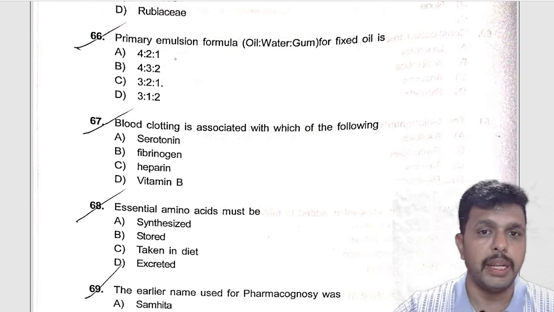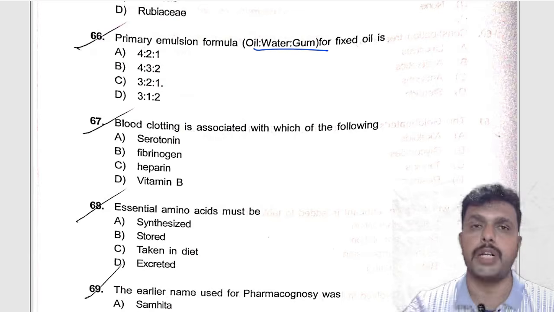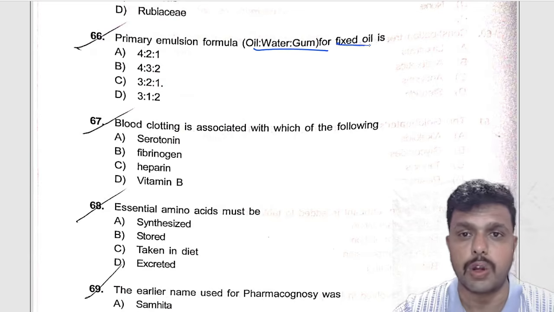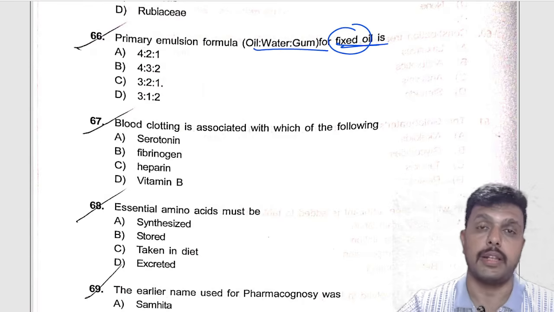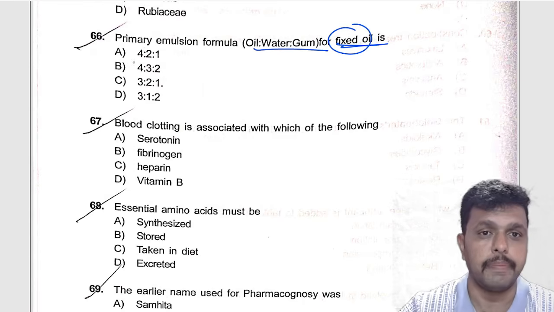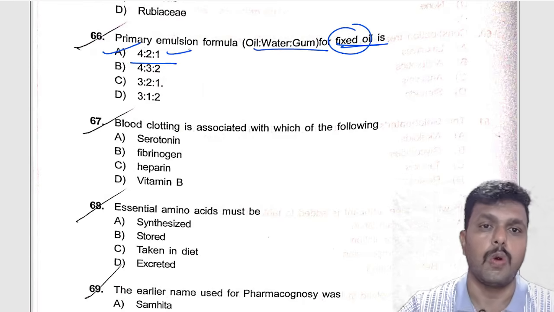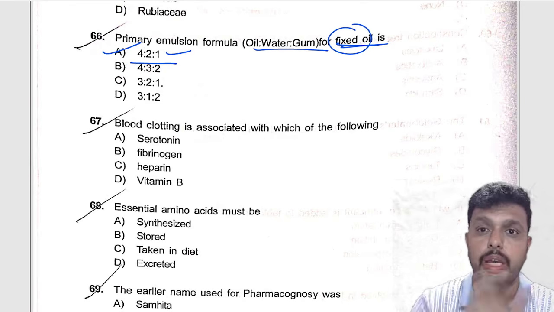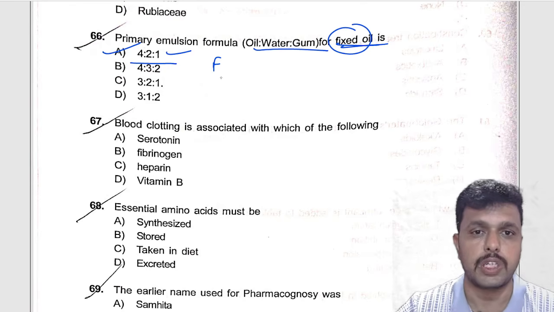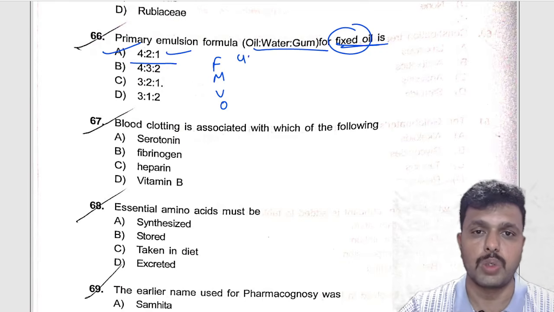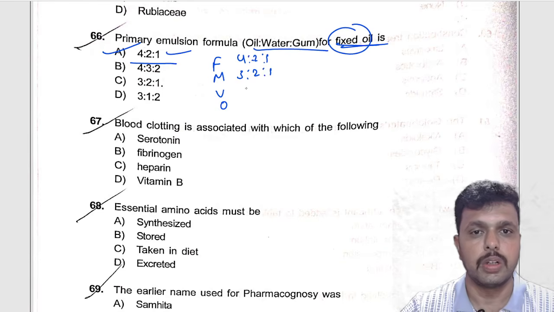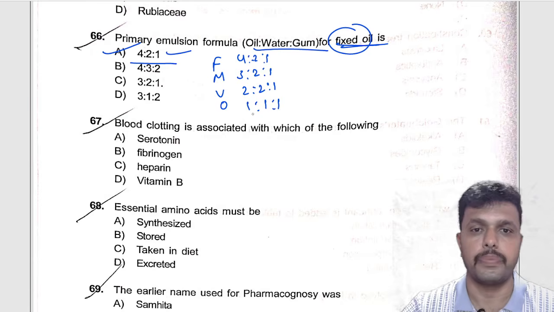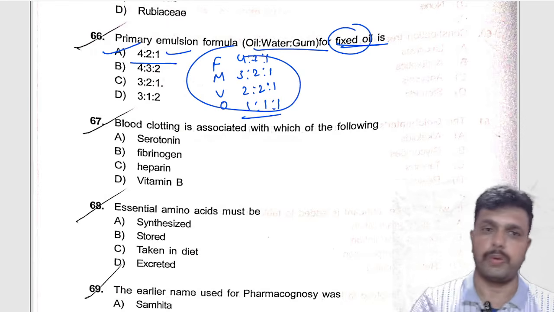Next, primary emulsion formula, oil, water, gum ratio. Oil, water, gum ratio for fixed oil. They have asked about fixed oil. For fixed oil, 4:2:1 is the right answer. Specifically, four types come: fixed oil, mineral oil, volatile oil and olive oil. So 4:2:1, 3:2:1, 2:2:1 and 1:1:1. This chart is very important.